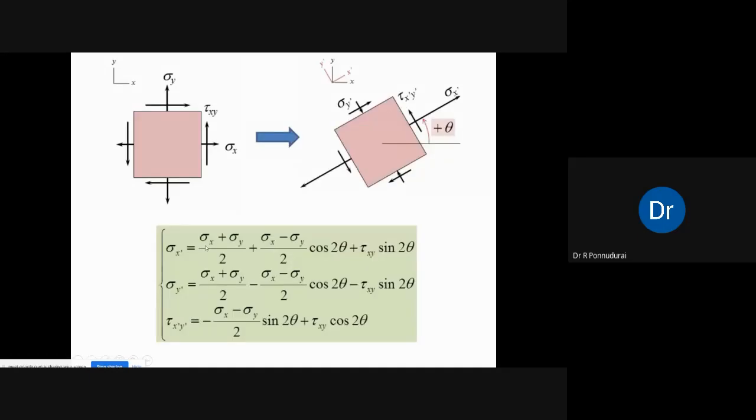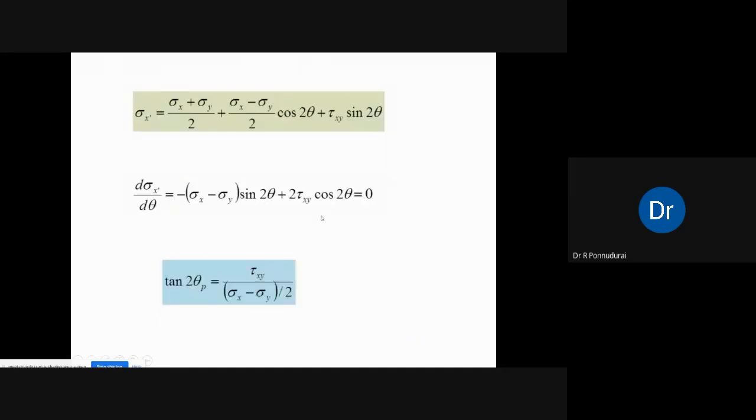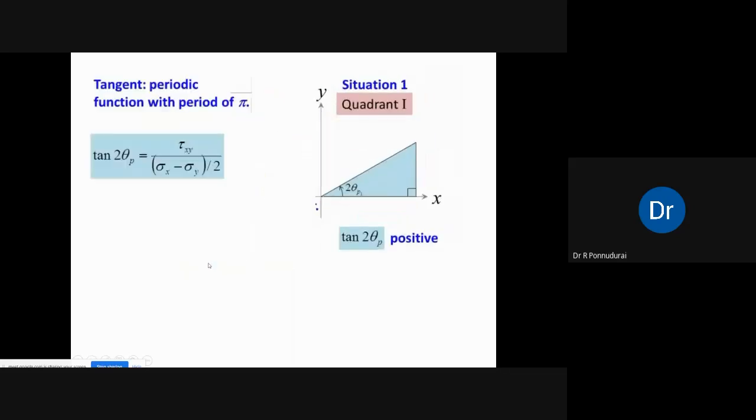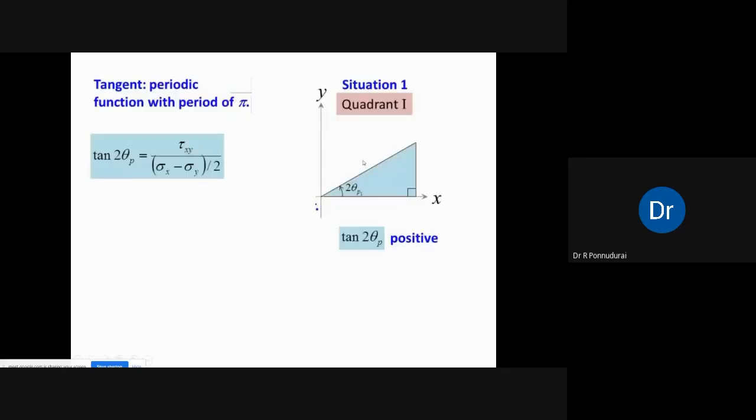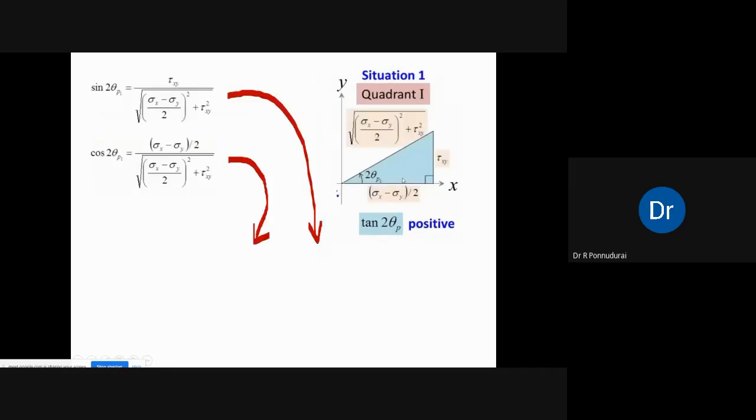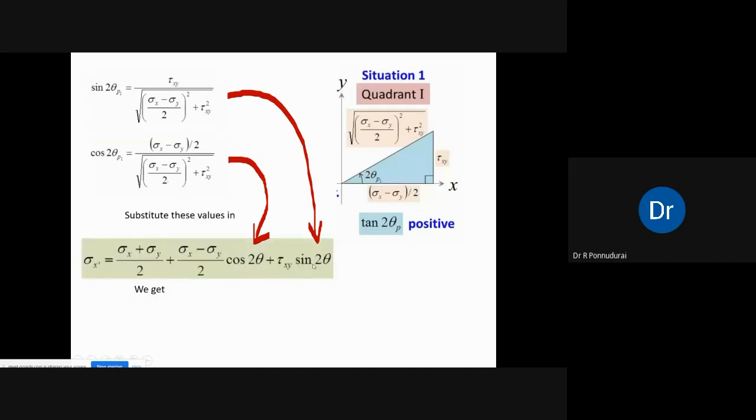With respect to theta, d theta, we can get the angle of the principal stress plane. If tan theta is positive, then it will be the first quadrant and third quadrant. From the first quadrant, we can find out what sine 2 theta and cos 2 theta are. Substitute the values of sine 2 theta and cos 2 theta into this expression.